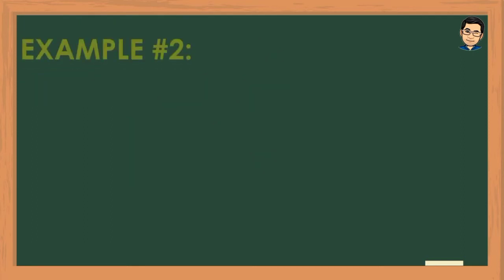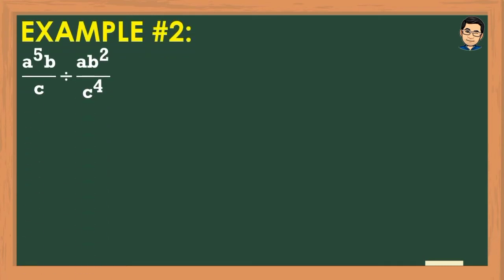So, let's have the next example. A to the 5th power b all over c divided by ab squared all over c to the 4th power. I-rewrite lang natin ng naka-reciprocal na yung divisor and then multiplication na yung operation. So, a to the 5th power b all over c times the reciprocal of the divisor, that is c to the 4th power all over ab squared. Pwede natin silang pagsamahin, i-multiply natin yung numerator sa denominator since magkakaiba naman ng variable.